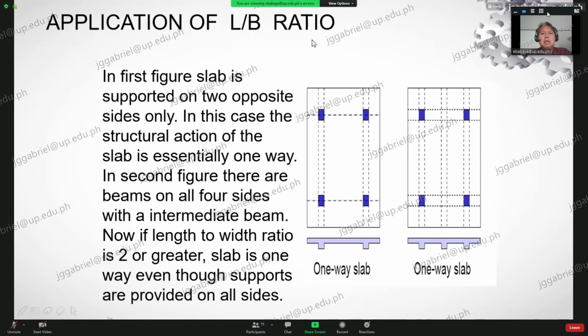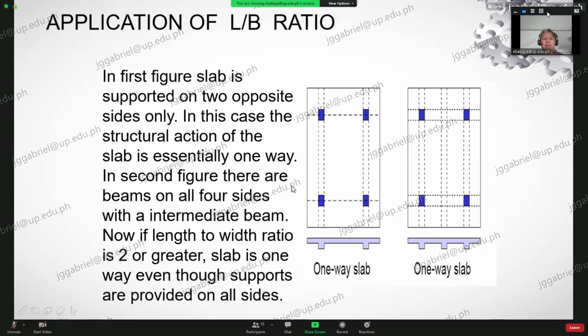It says here, application of the length over width ratio. In this figure, slab is supported on two opposite sides only. In this case, the structural action of the slab is essentially one way. Okay, dito, this is the first one, no? You only have beams in here. Ito yung columns mo, and these are your beams. And then this will be your one-way slab.